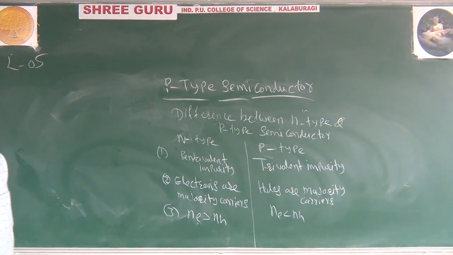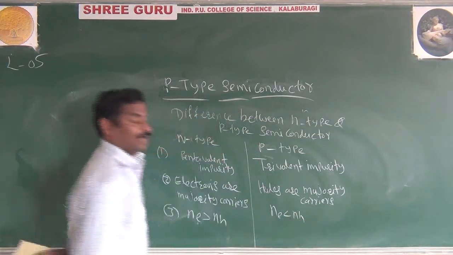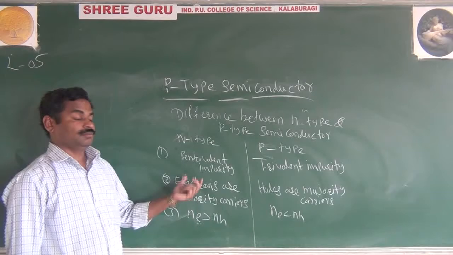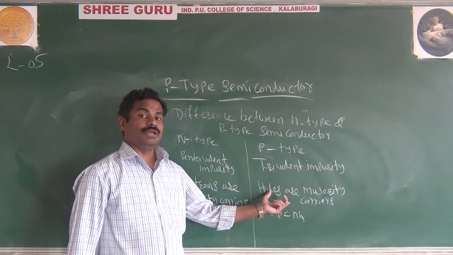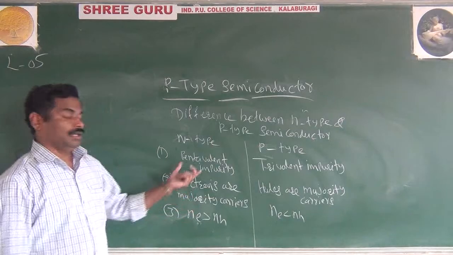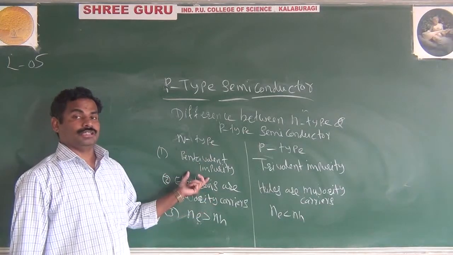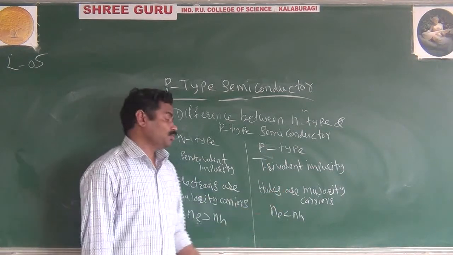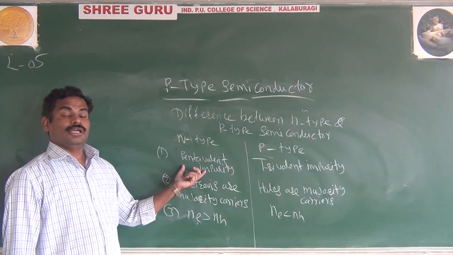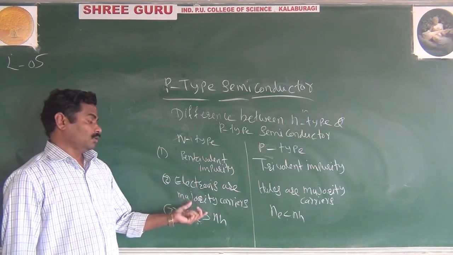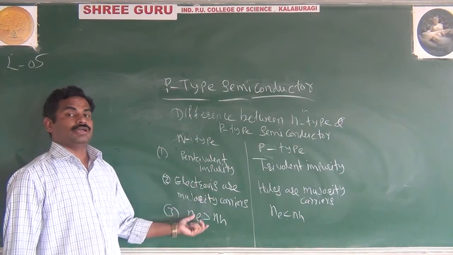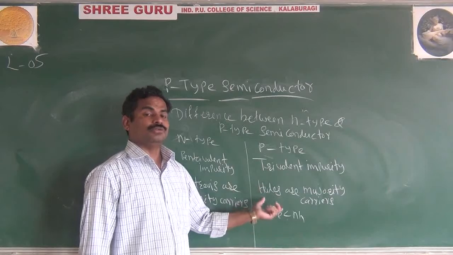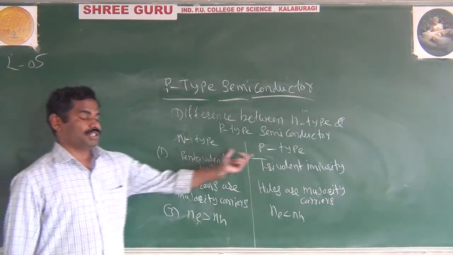And also the important thing is about the Fermi level. In the N-type semiconductor, the Fermi level is near to the conduction band. But in P-type semiconductor, the Fermi level is near to the valence band. And also, in the N-type semiconductor, the majority carriers are electrons and minority carriers are holes. And here the majority carriers are holes and minority carriers are electrons. This is about the difference between N-type and P-type semiconductor.